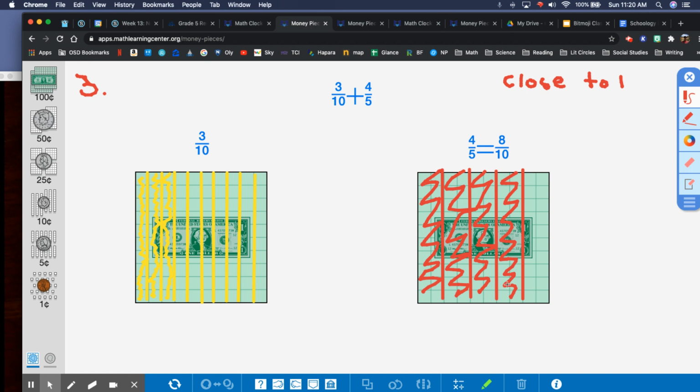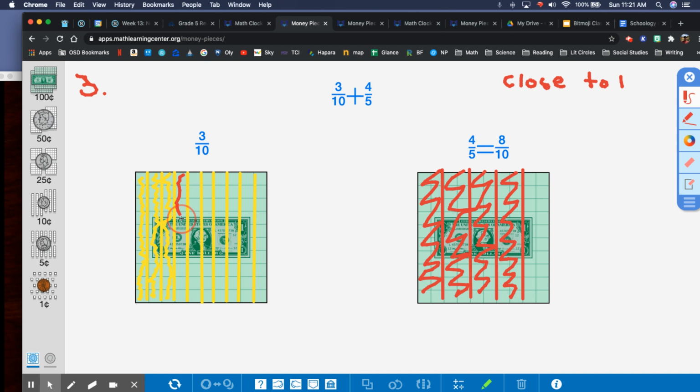And then I noticed, oh, look, when I shade in 4/5, that's the same as shading in 1, 2, 3, 4, 5, 6, 7, 8, 8/10. That makes it a lot easier to figure out how to solve my problem here. So if I take this red and I shade in, because remember we're adding 3/10 plus 8/10, now I'm going to shade in 8/10.